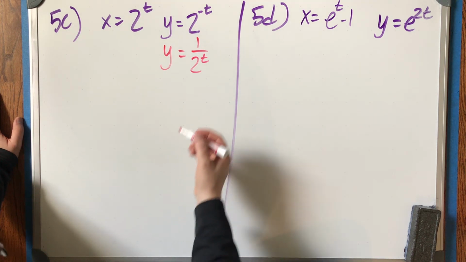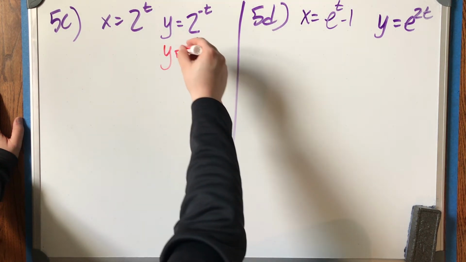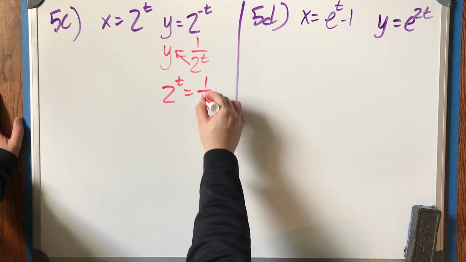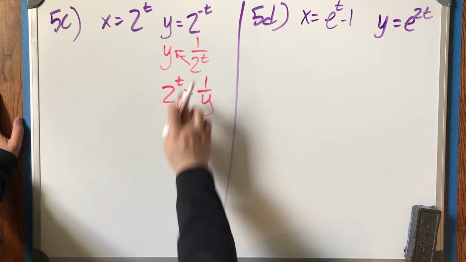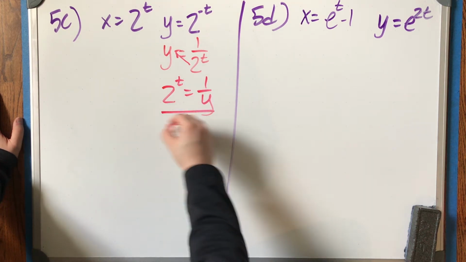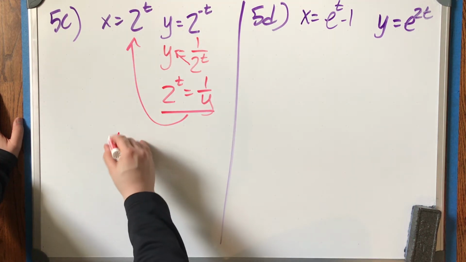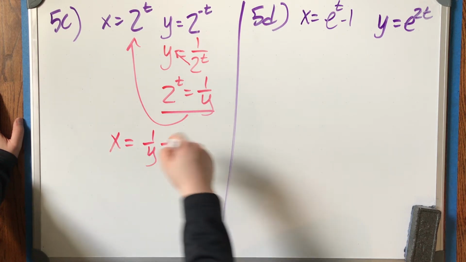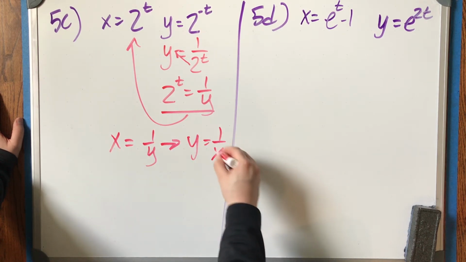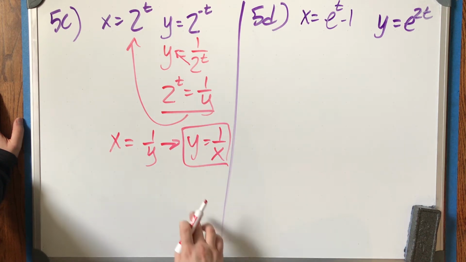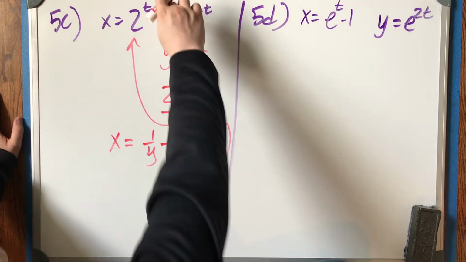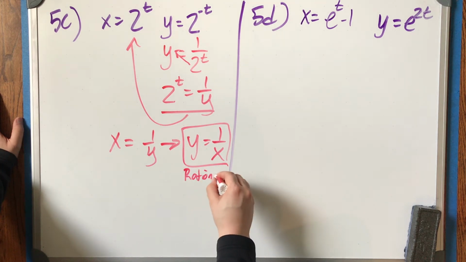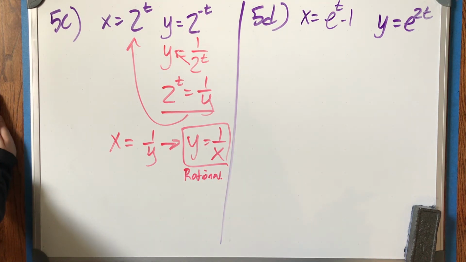It's really difficult to say. And I'm going to cross multiply things over, do a little switcheroo, and I will get that 2 to the t equals 1 over y, and I can now use this to substitute in over here. So I'll get x equals 1 over y, and I'll write that the other way around. So here's the rectangular equation for that set of parametrics. This is a rational function. Remember, whenever x is in the denominator, it's most likely a rational function.